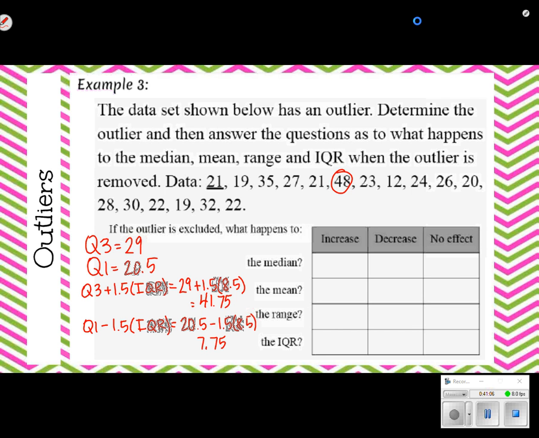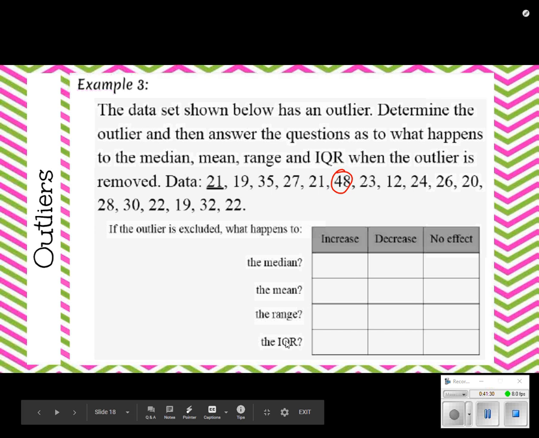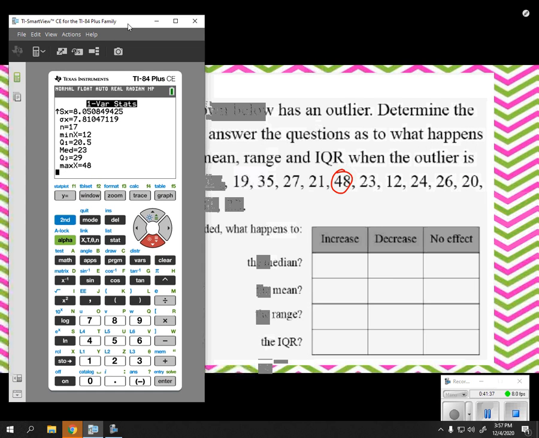Okay, so that is the work that goes behind figuring out if it's actually an outlier. And we don't have anything else in the 40s. So let's look at what we have when we look at the data set with the 48. We're also going to look at the data set without the 48. So we already have the 48 in there. What I'm going to do is just write down the pieces that I have.